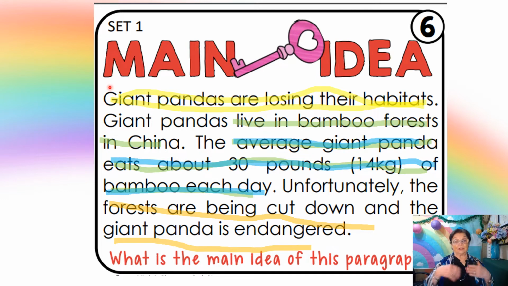We found the main idea. What this is mainly about is that giant pandas are losing their habitats. Details that supported that were they live in bamboo forests because they eat bamboo, but the forests are being cut down. So we found a main idea and three supporting details. Good job.